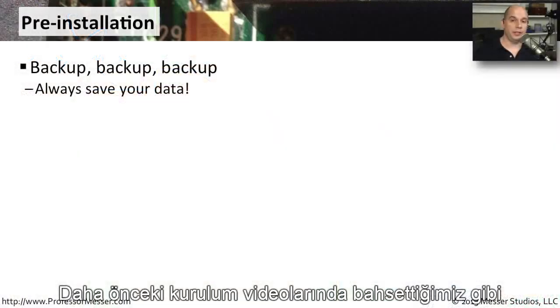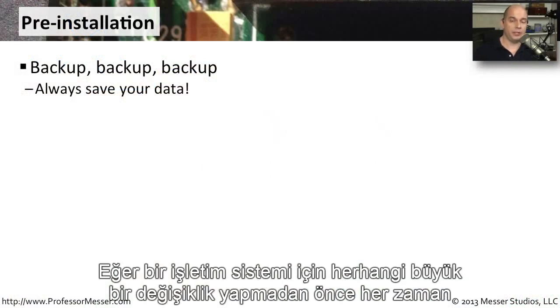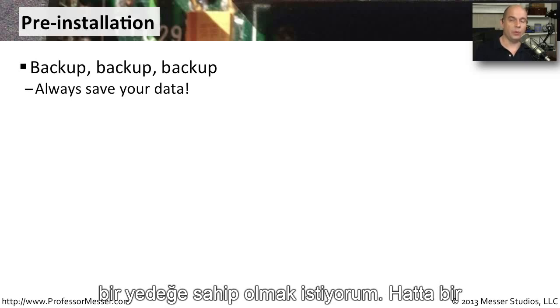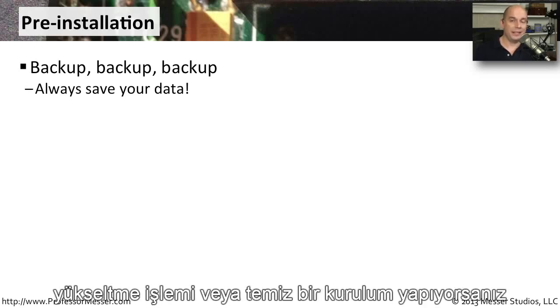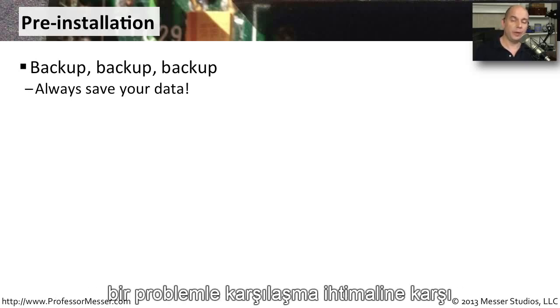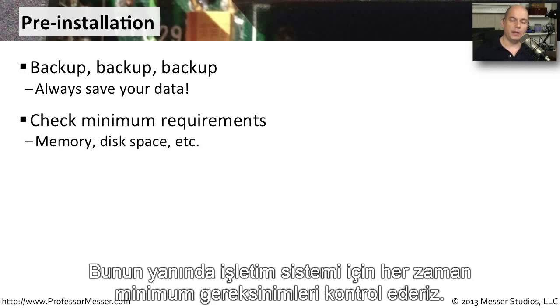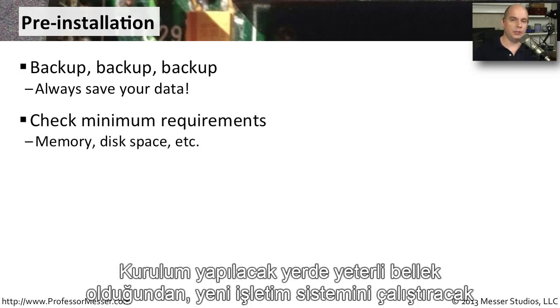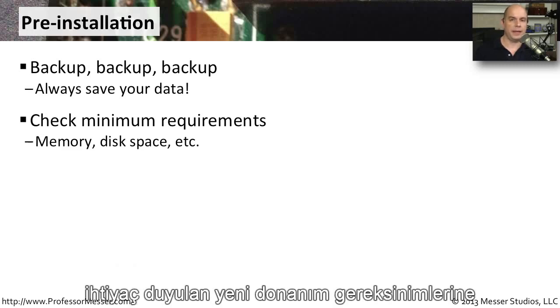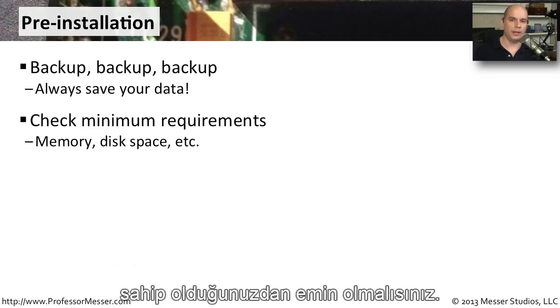As we've always mentioned in our operating system installation videos, before you do any major change to an operating system, you want to always have a backup. Even if you're performing an upgrade or even a clean install, we want to make sure that we can go back to this previous configuration if we ever run into any problems. Also, always check the minimum requirements for the operating system that you're installing. You want to make sure that you have enough memory, have enough free disk space, and any other hardware requirements that you'll need to run the new operating system.